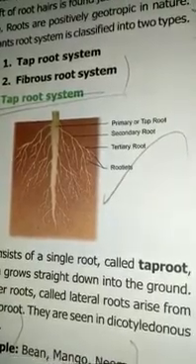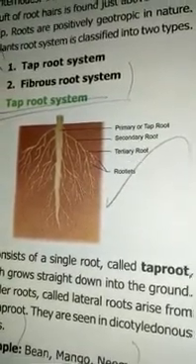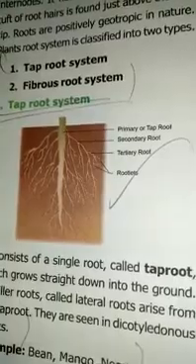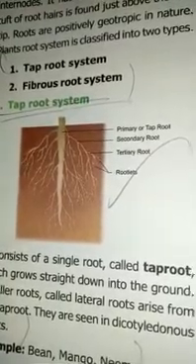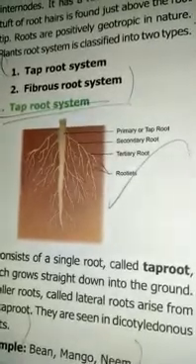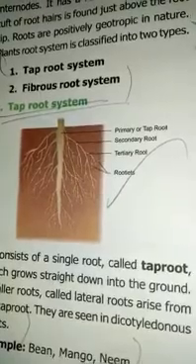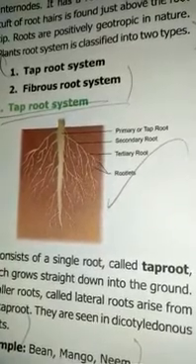The plant's root system is classified into two main parts. The first one is the taproot system and the next one is the fibrous root system.